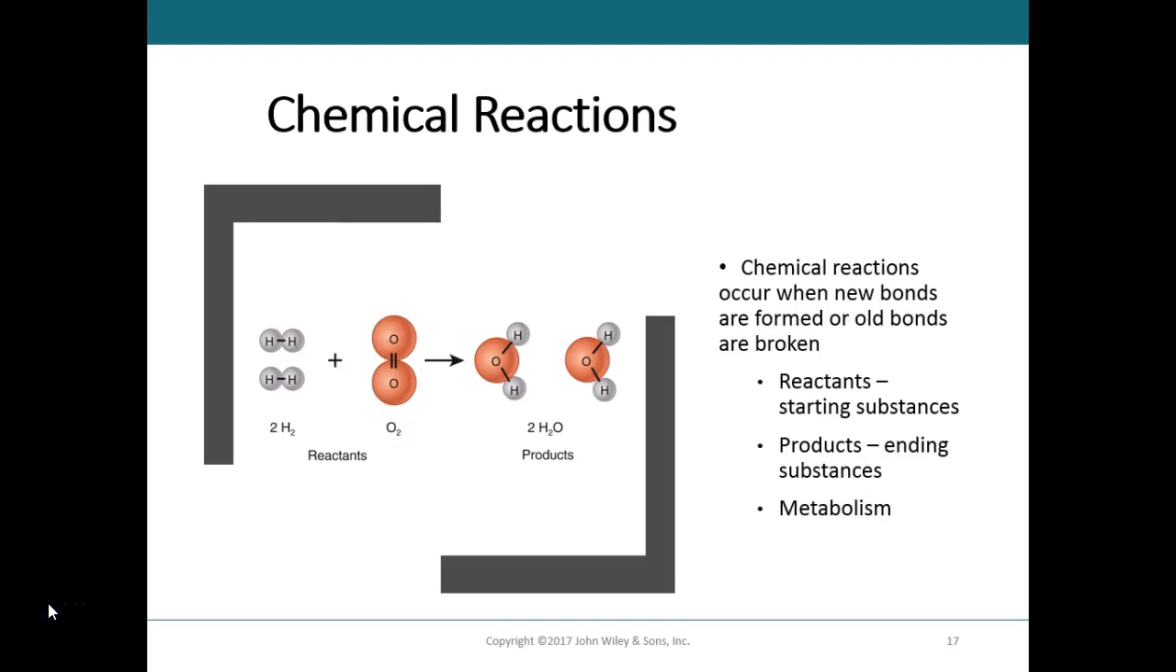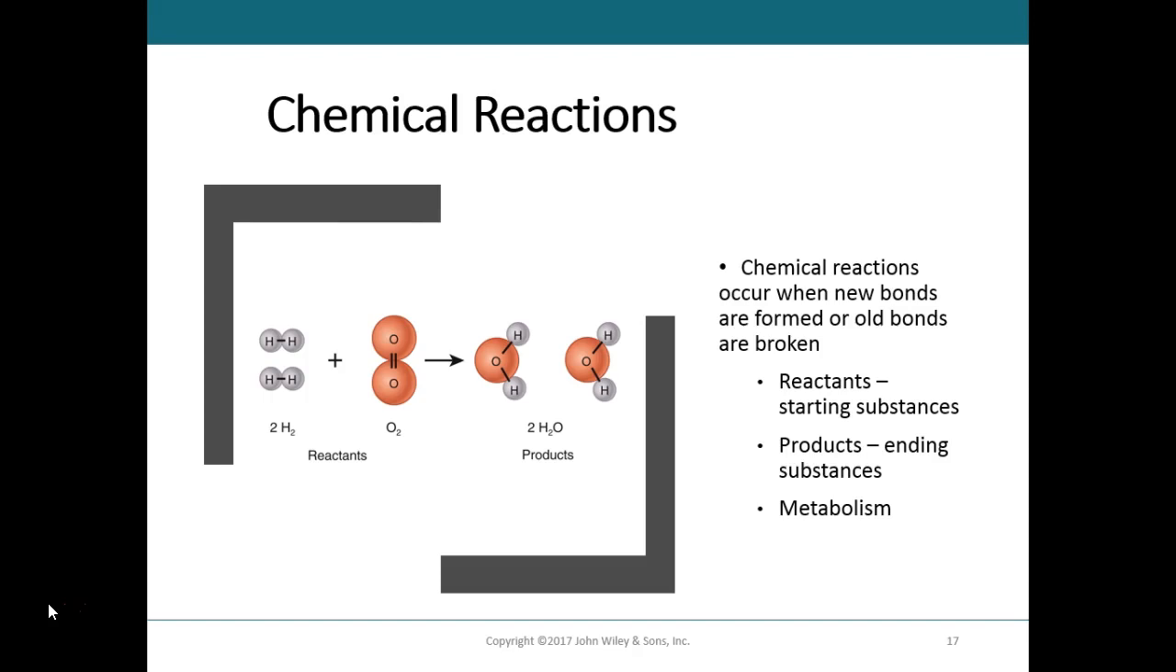A chemical reaction occurs when new bonds form or old bonds break between atoms. Chemical reactions are the foundation of all life processes, and as we've already seen, the interaction of valence electrons is the basis of all chemical reactions. So let's look at how hydrogen and oxygen molecules react to form water molecules.